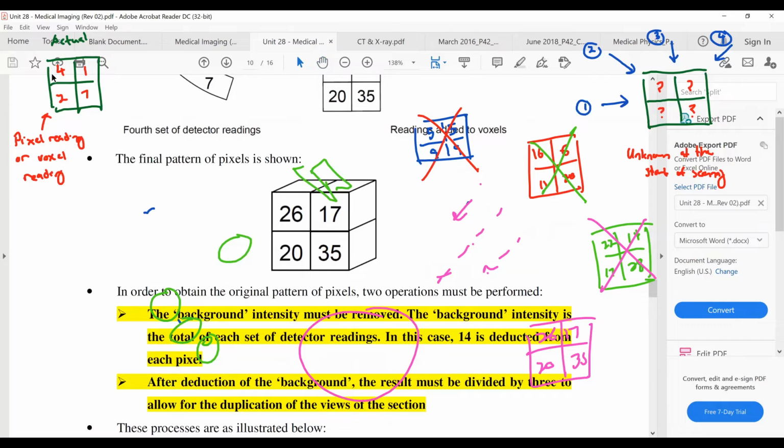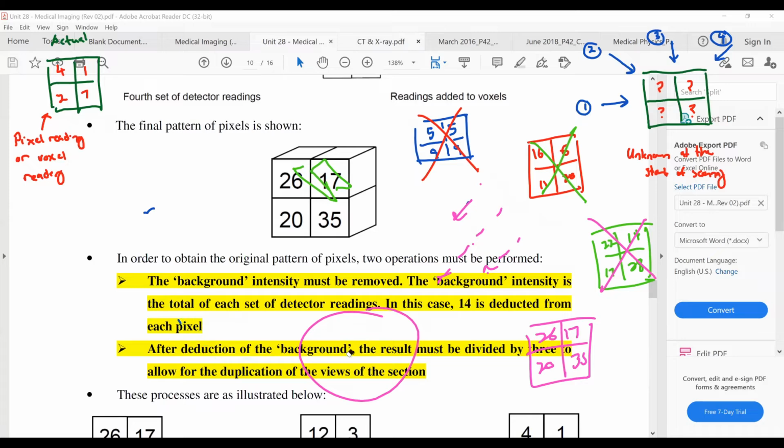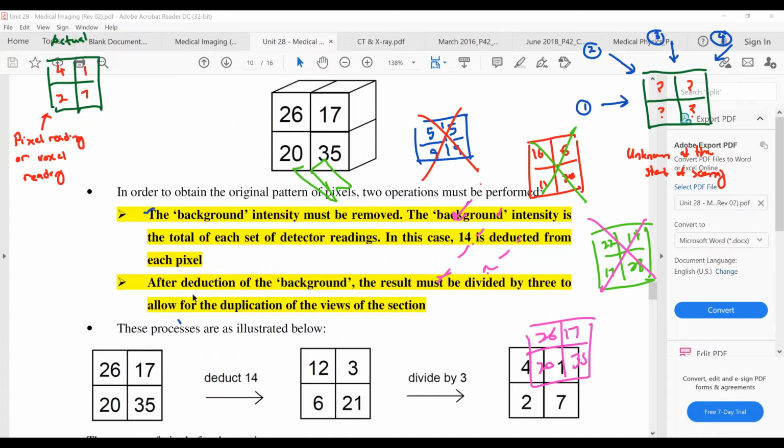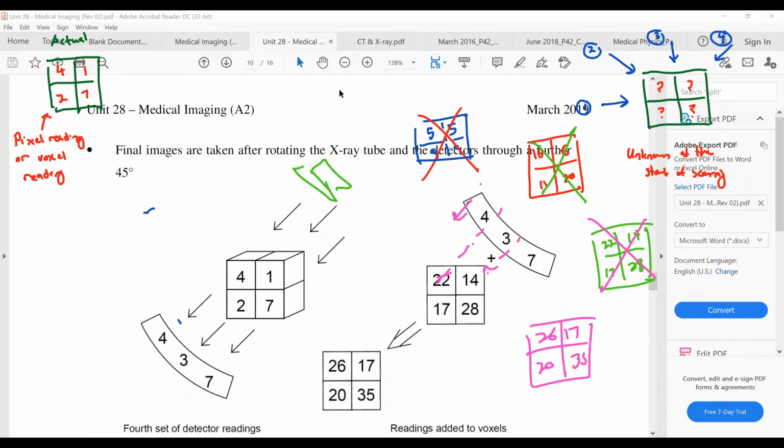If you want to get from this to this, this step here is very important. You need to know this step. You need to memorize this step. Whatever you have here after summing in the 4 different directions, what you will normally do is that you must minus off the background intensity. Okay, your case here is that the background intensity is your total of your detector readings, which is 14 in this case. What do we mean by that? Background intensity is the total detector readings in each direction.